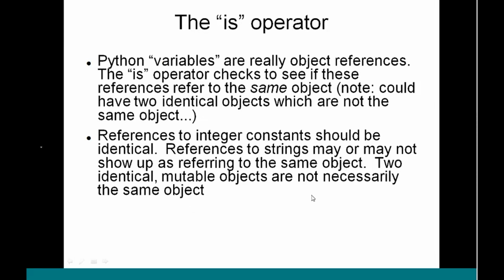Now let's talk about the is operator. Python variables are really like object references. This is something that we saw. The is operator checks to see if the references refer to the same object. Are they actually referenced by the same object or not? Here we can have two identical objects which are not actually the same object.